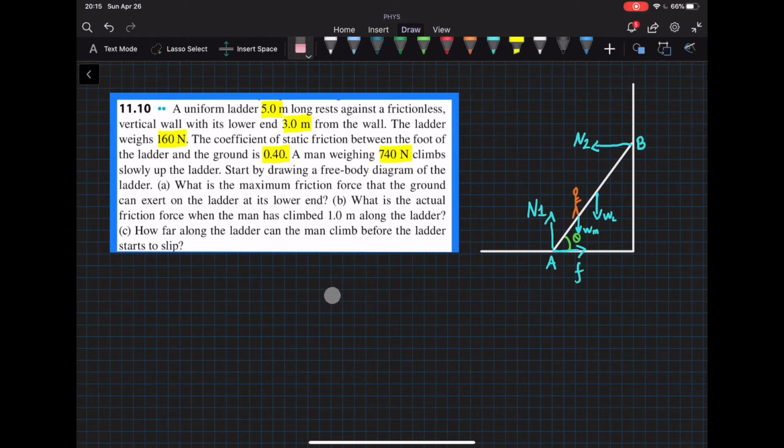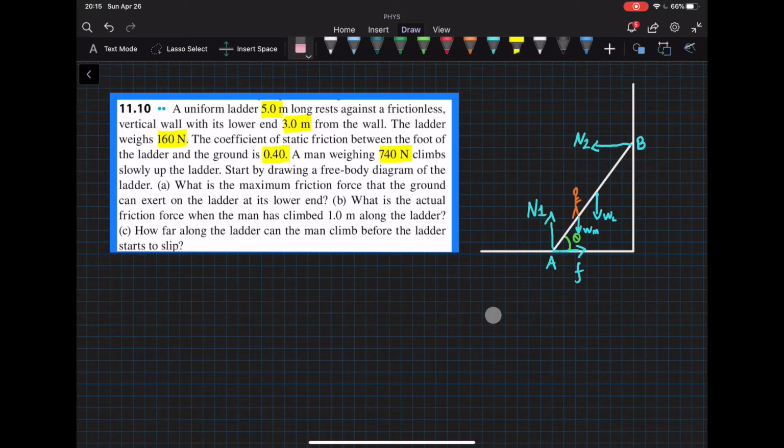Hello guys, now we're going to do problem 11.10, which is this one right here. The first thing it says is to draw a free body diagram. I drew all the forces, the weight of the ladder in the middle, and the weight of the man at 1 meter from the bottom. We have the friction force pointing to the right because the ladder will be slipping to the left.